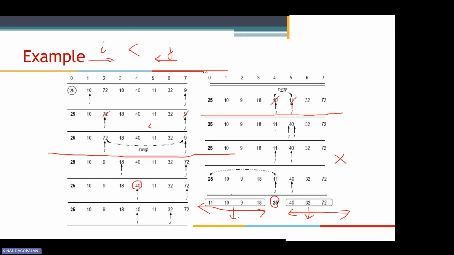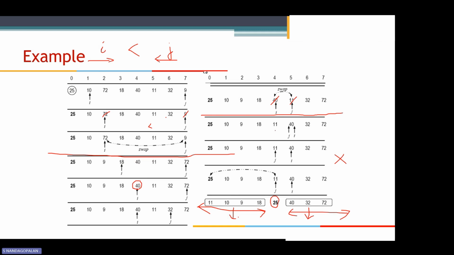So the pivot element is now 11, which has come here after swapping. On its left, all are less. On its right, all are greater; in fact, only 2. So it's sorted already. So my left subarray is already sorted. Now I'll have to pick the right.